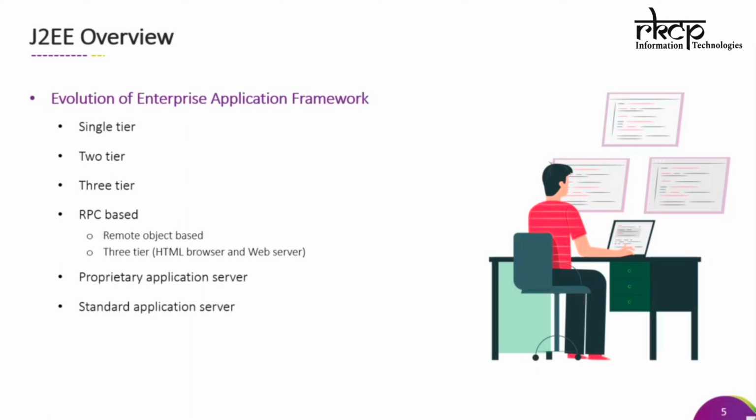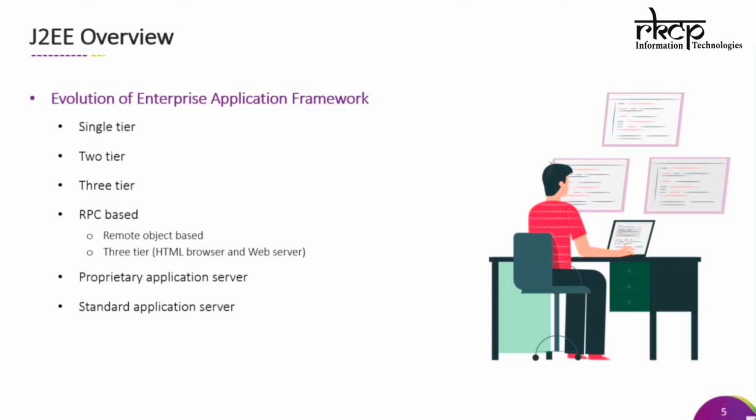Till now in core Java, what you learned, you are able to create your application in a single tier. Means you create the application, when you run it, you are able to see the result. But in a client server environment, there are two tiers. Means one is the client tier, second is the server tier. Like that, you can create a 3-tier architecture.